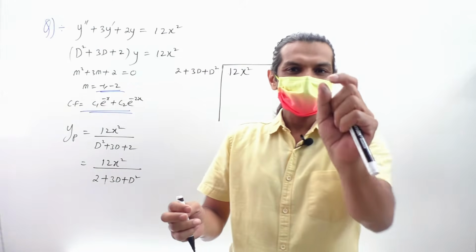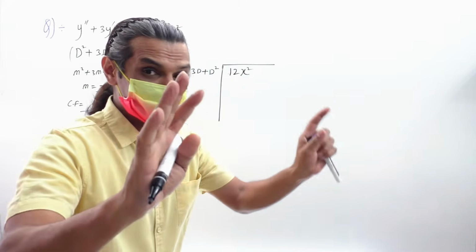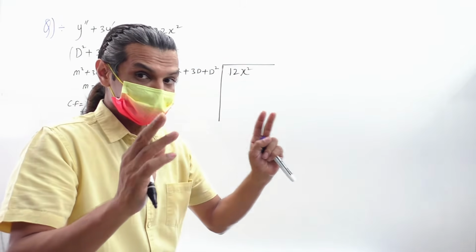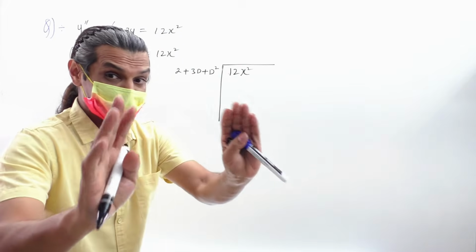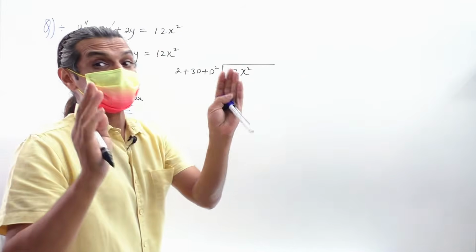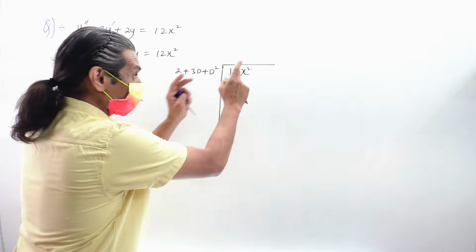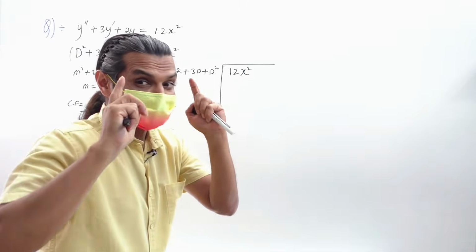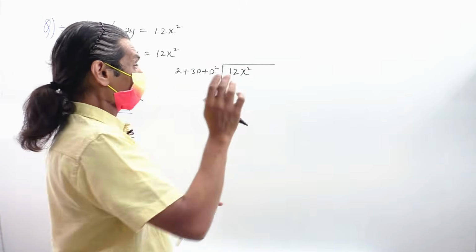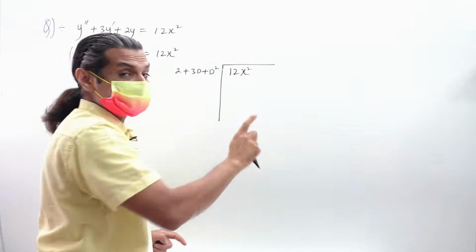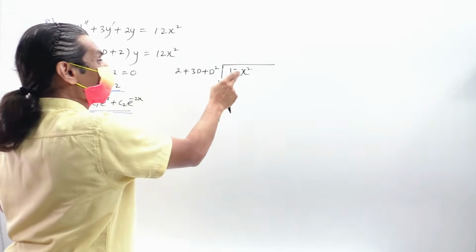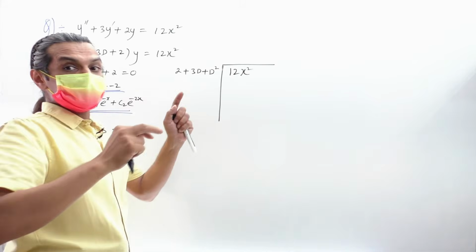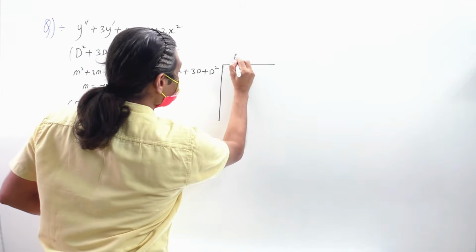That's all. The simple logic here, listen to me carefully. What I say, please don't skip. It's a very important step, and here people get confused about how to divide. Again, I repeat: first term by first term, always. You need to make this first term 0. So, first term by first term, 12x square divided by 2, what is that? 6x square.